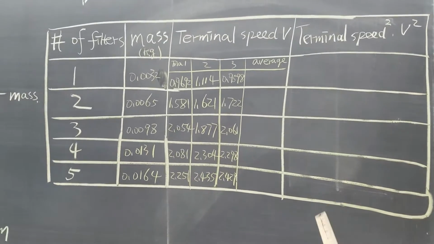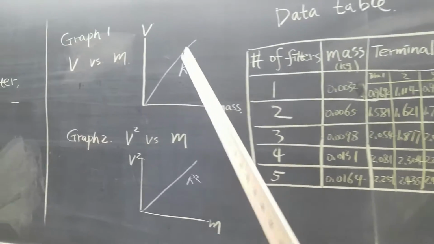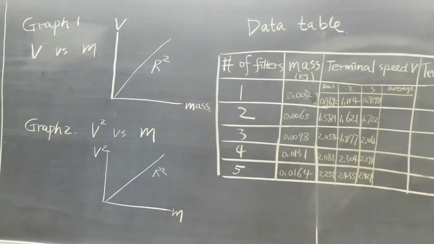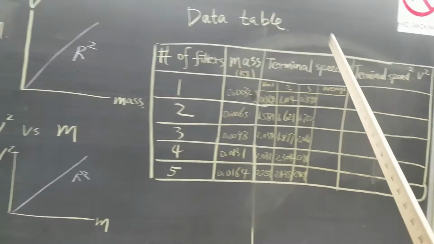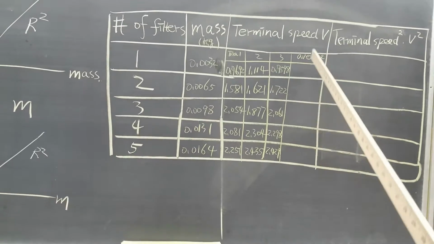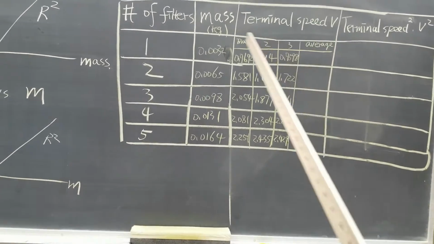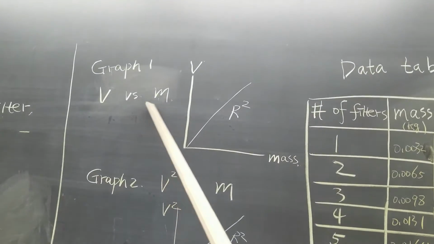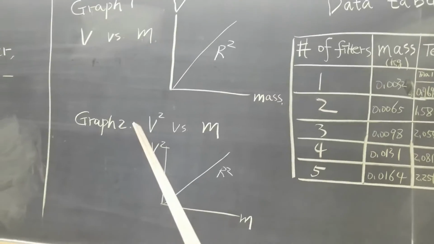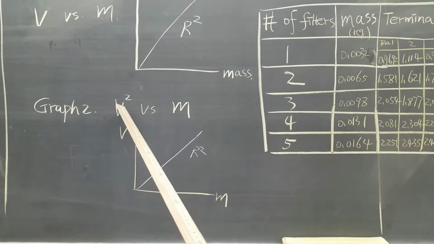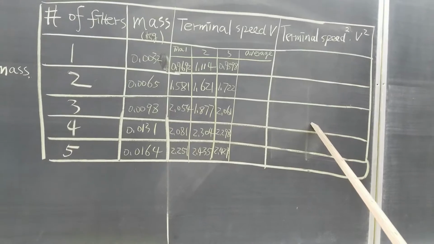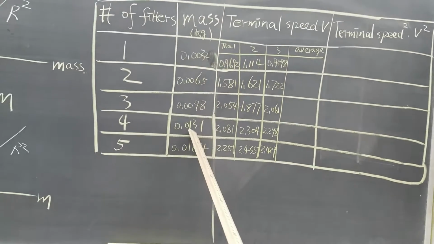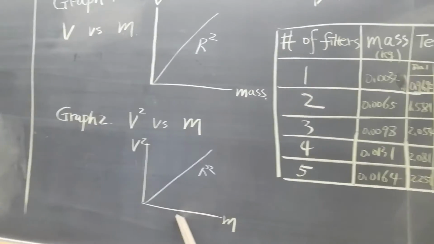This is the data, and we're going to make 2 plots out of this data table. The first one is the speed versus mass. The speed, the average from this column, is the y-axis, versus the mass. So this is the first plot, v versus mass. The second one is the terminal speed squared versus mass. Basically it will be this column on the y-axis, and mass on the x-axis. That will be the second plot.